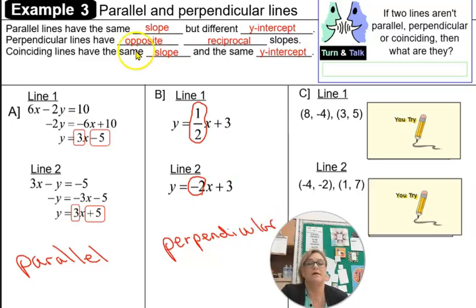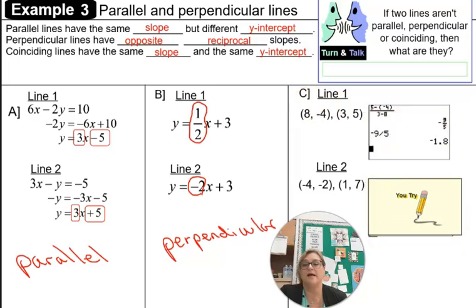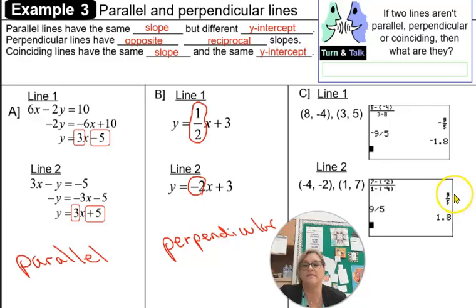And then coinciding lines have the same slope and the same y-intercept. To coincide means that they are actually the same line. So when we look at C, line 1 passes through the points 8, negative 4, and 3, 5. We're going to find the slope by taking the difference of the y's over the difference of the x's, and we get negative 9/5. Line 2, we have the line passing through the points negative 4, negative 2, and 1, 7, and we get a positive 9/5.